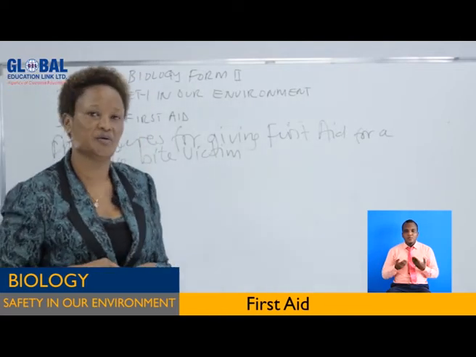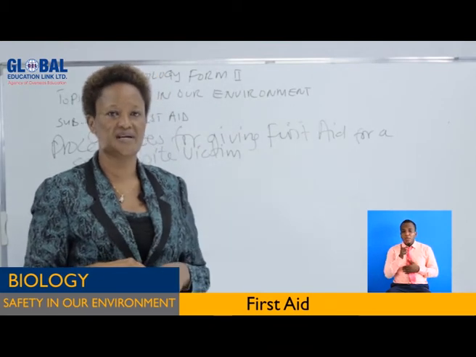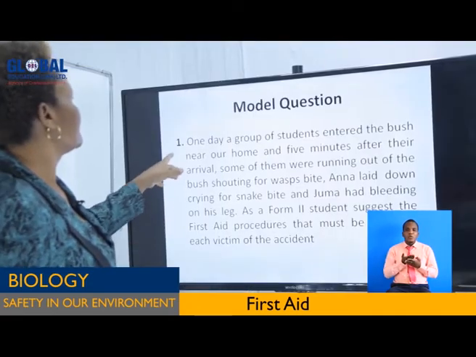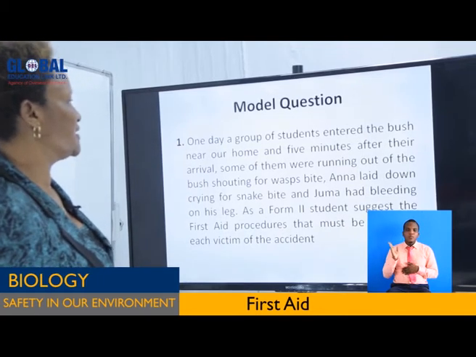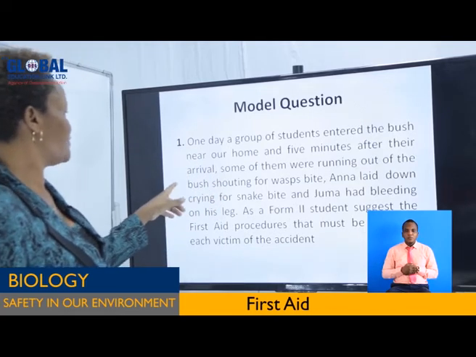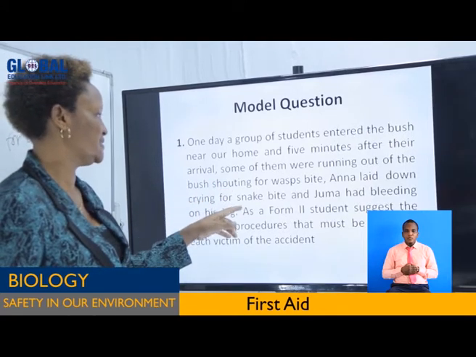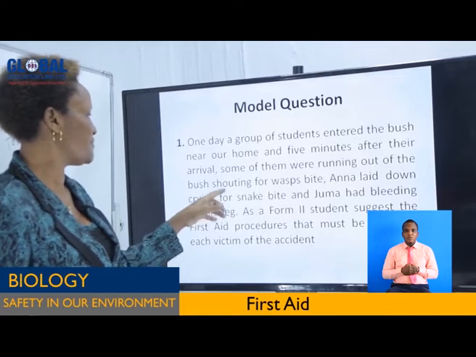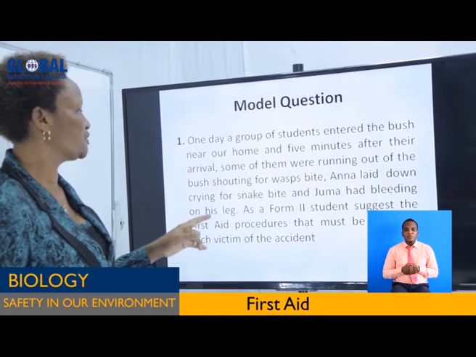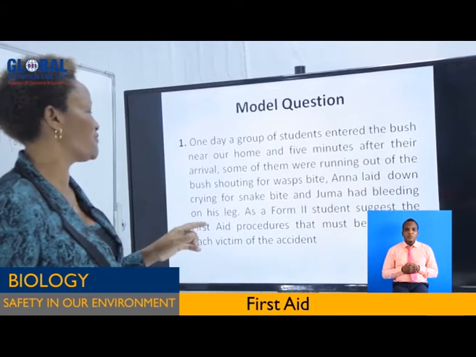Now, I have prepared a question which, when you tackle it, of course, you will know the procedures. This is my model question. One day, a group of students entered the bush near our home, and 5 minutes after their arrival, some of them were running out of the bush shouting for wasp bite. Anna laid down crying for snake bite, and Juma had bleeding on his leg. As a Form 2 student, suggest the first aid procedures that might be given to each of the victims of the accident.